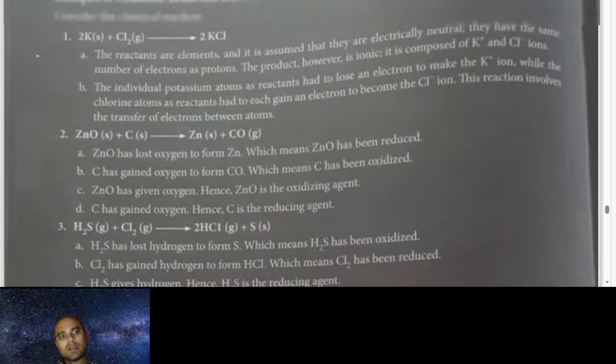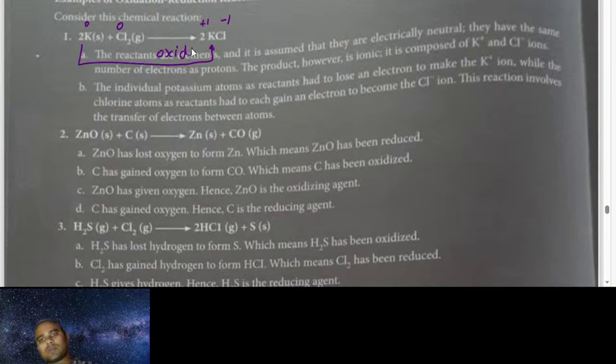Here you see, student, KCl is there. Here the charge is 0, here it is 0, but here it is plus 1 and minus 1. So 0 to plus is called oxidation, student, as positive charge increases, and 0 to negative is called reduction, student, because positive charge decreases.